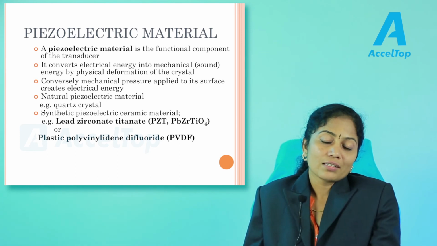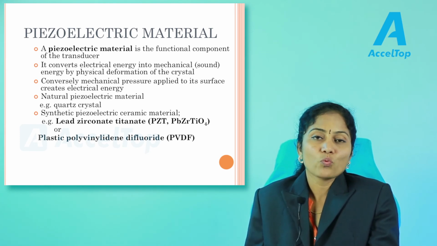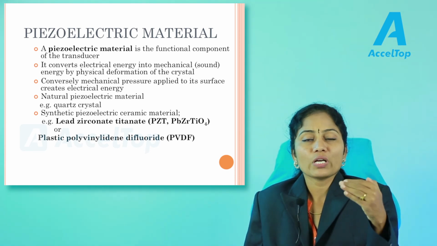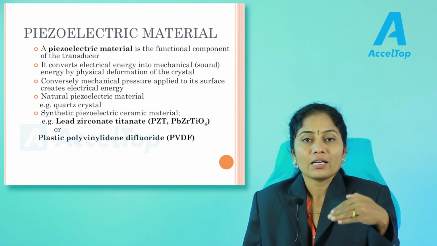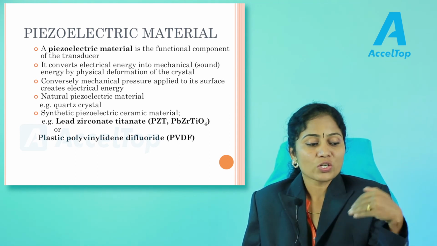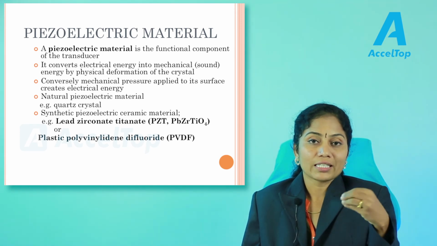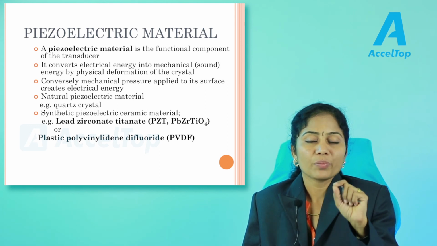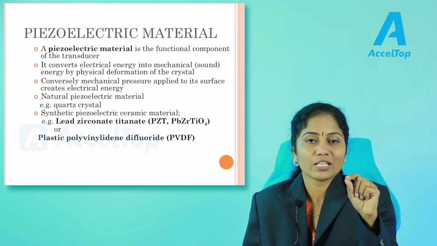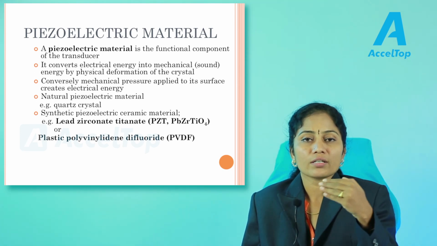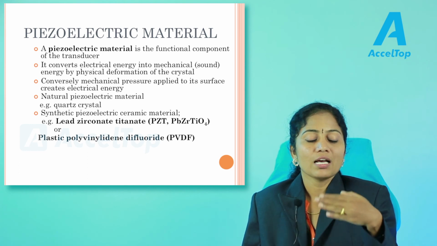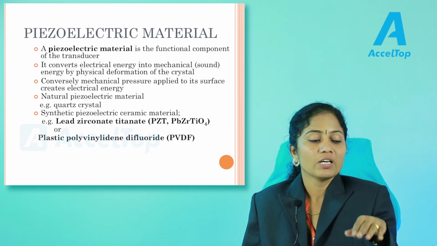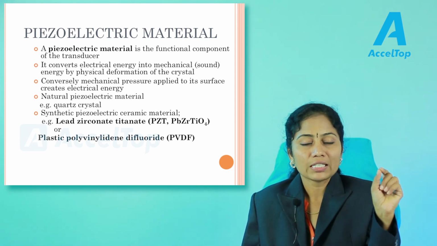So this transducer contains piezoelectric material. What is it made up of? Initially it was made up of quartz, but now the piezoelectric material we are using is made up of lead zirconate titanate. The other material that can be used for this transducer is plastic polyvinylidene difluoride, PVDF. So this is again a potential area where a question can be asked. So the piezoelectric material commonly used is lead zirconate titanate, but another piezoelectric material that can be used is PVDF, nothing but plastic polyvinylidene difluoride.